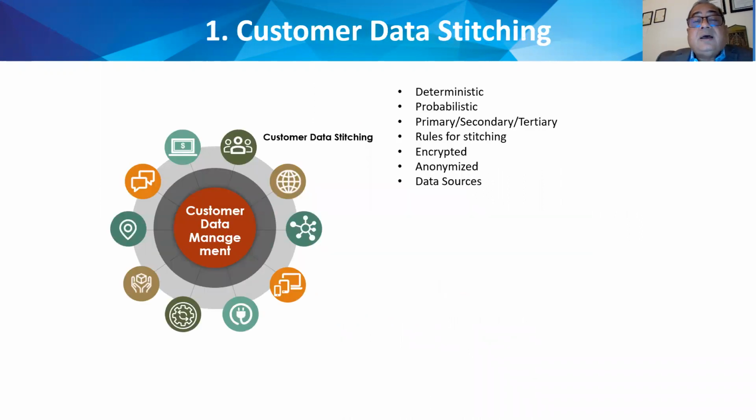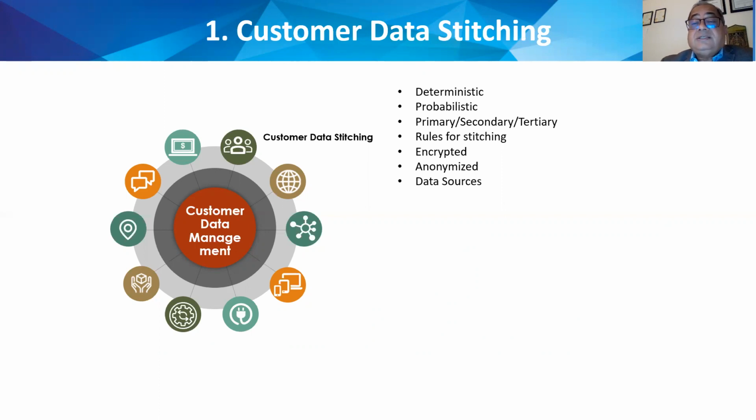Let's start with customer data stitching. The reason I use the word stitching is because customer data comes from many different sources. And each of the sources brings a different viewpoint of the customer, whether it's first-party data, second-party data, or third-party data. We bring together customer data in many different ways, and that's why I call it stitching.